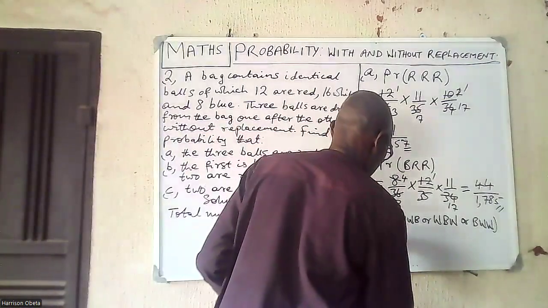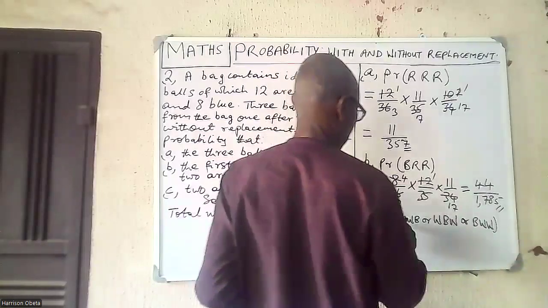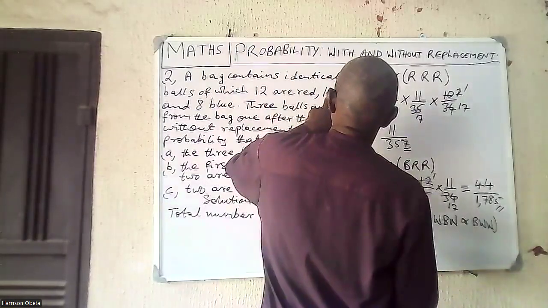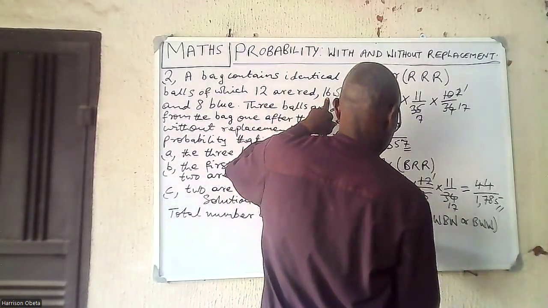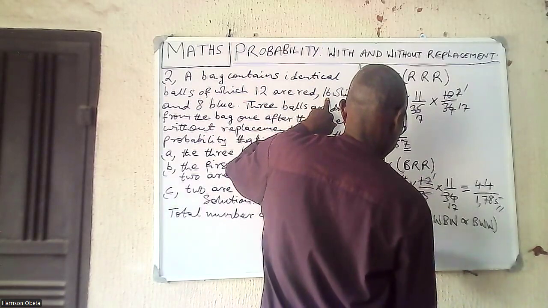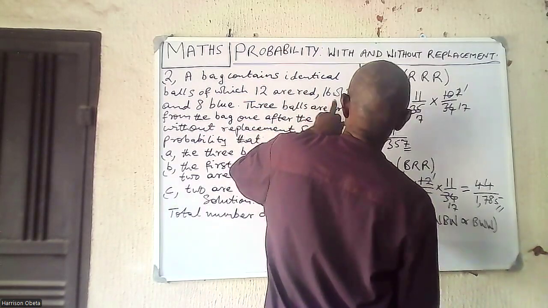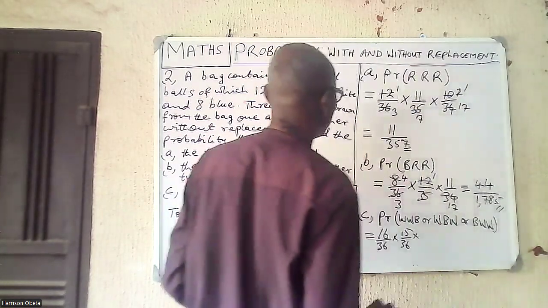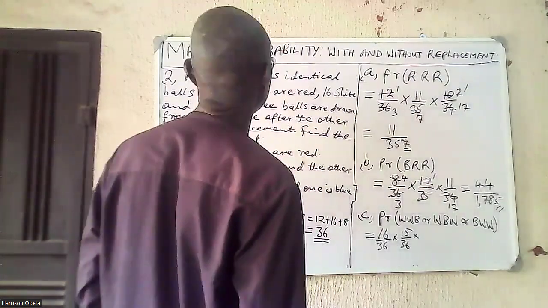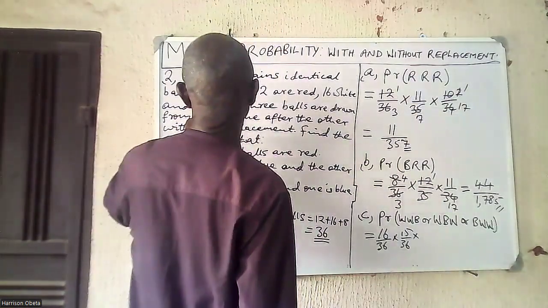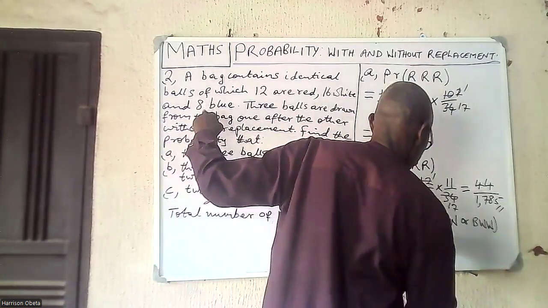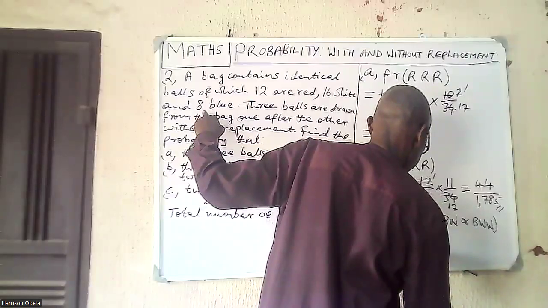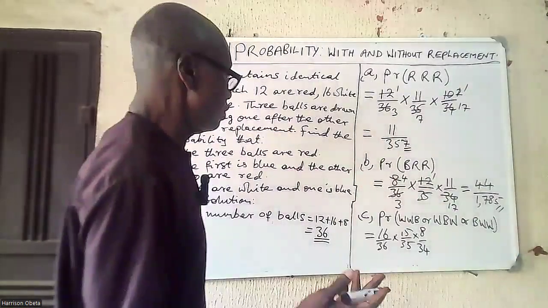Then in each case, you now consider this. How many white balls do we have? We have 16 of them. The first one is 16 over 36 times the second one, 15 over 35. The third one should be blue. How many blue? We have 8 blue, 8 over 34. Because as we are picking, the total is reducing.